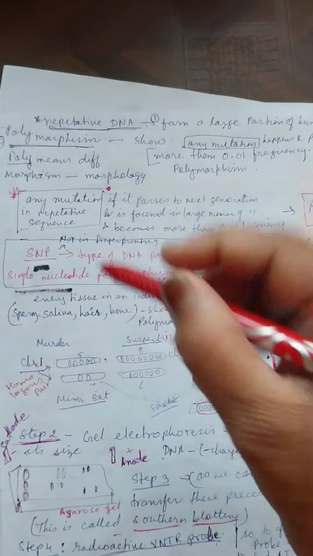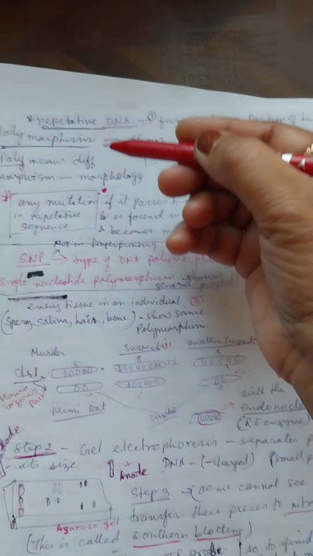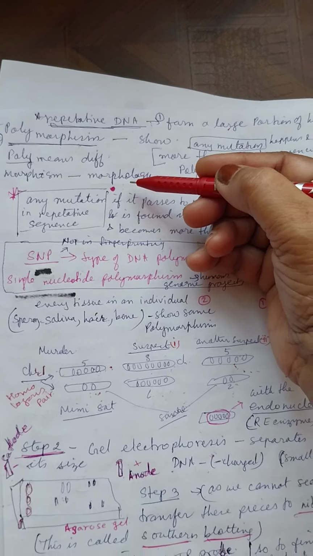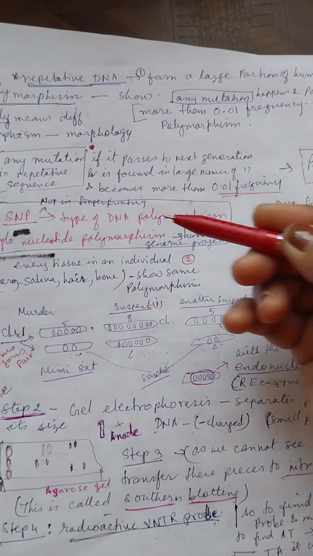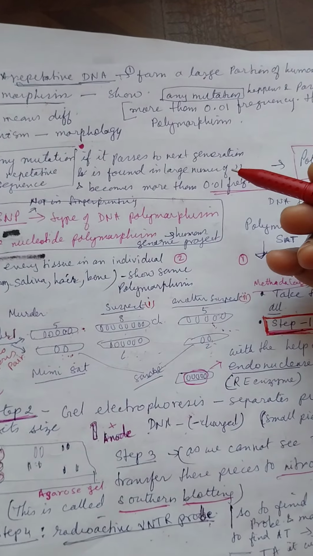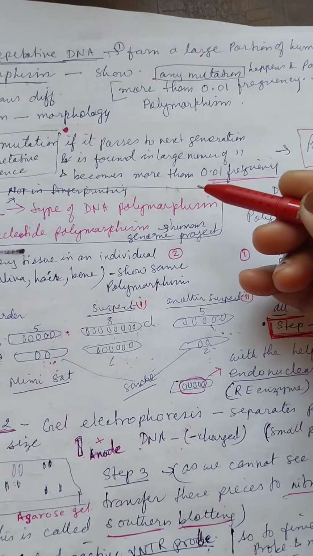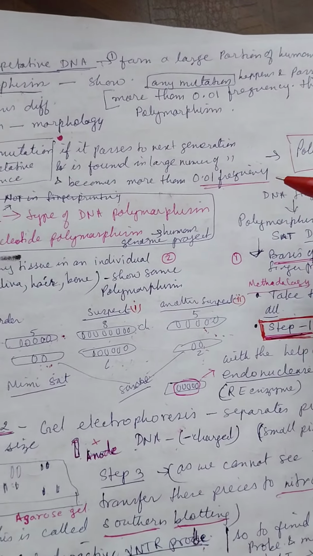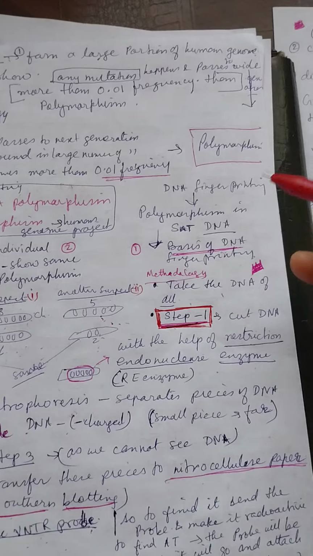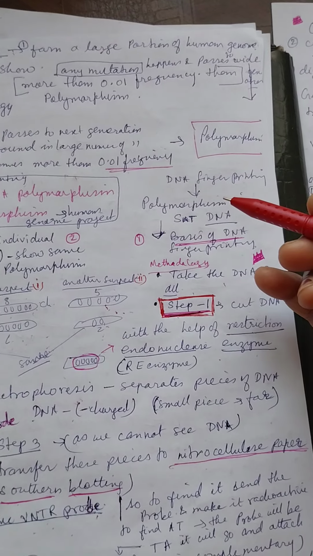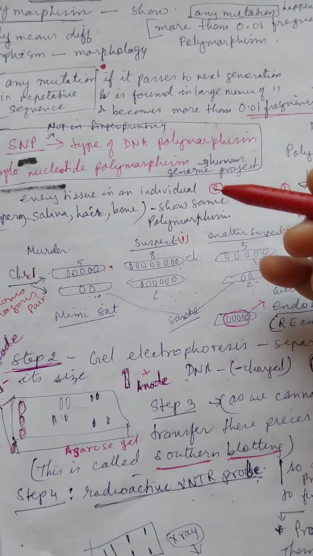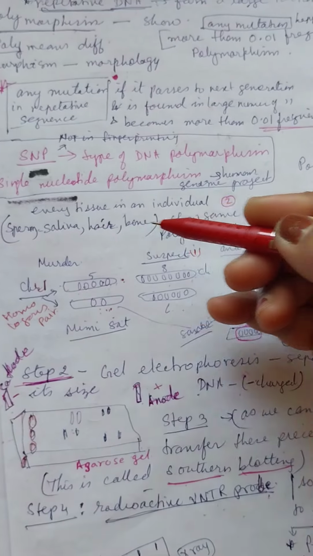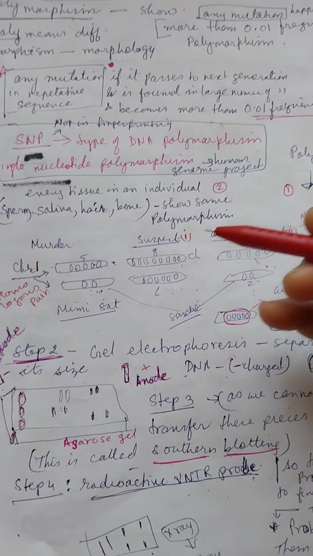Also, they show polymorphism. Polymorphism means different morphology, which will be because of mutation, and we know that mutation in this portion is passed to the next generation. When it is found in a large portion of the population and becomes more than 0.01 frequency, then it is known as polymorphism, and this is the basis of DNA fingerprinting. One thing should be made clear: every tissue in an individual, be it saliva, sperm, hair or bone, shows the same polymorphism.